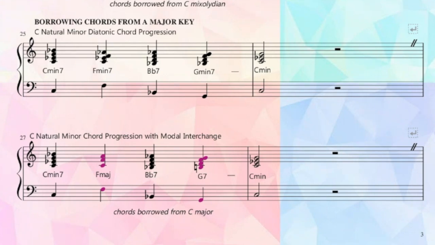All this time we've started off with a major key and borrowed chords from the minor key or other scales, but now we're going to start off in a minor key and borrow chords from the major scale. So here we're primarily in C natural minor, and here is the diatonic chord progression. If we add modal interchange, then we can turn this F minor 7 into an F major 7, and instead of the G minor 7, we can substitute a G dominant 7, and that would provide a smoother cadence, a 5-to-1 cadence. So let's hear what the C natural minor chord progression with modal interchange sounds like.